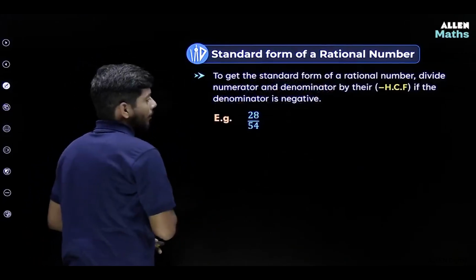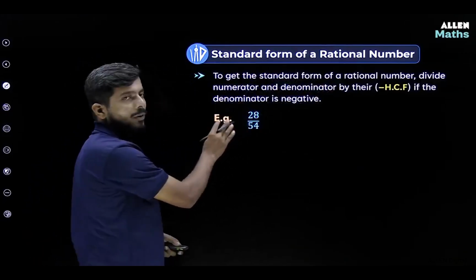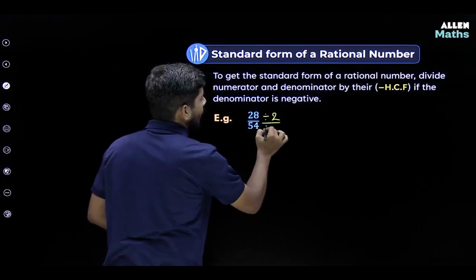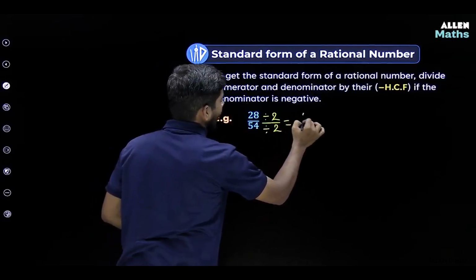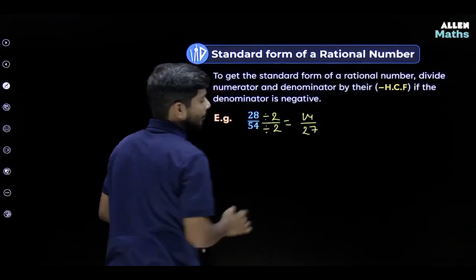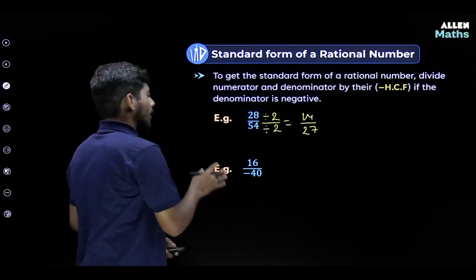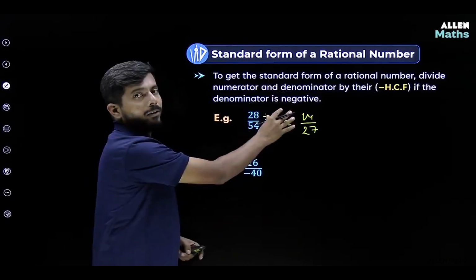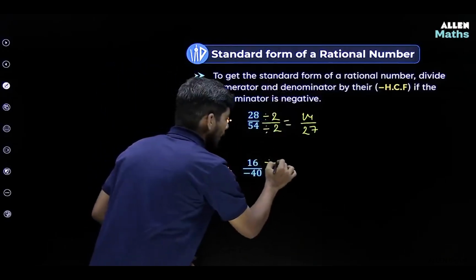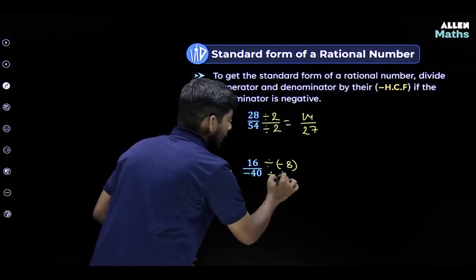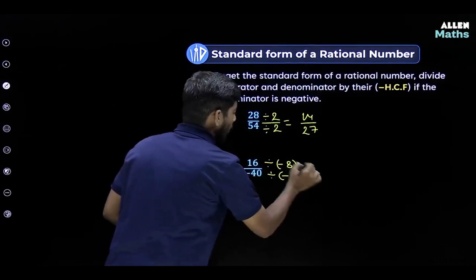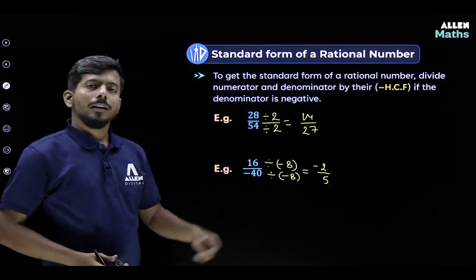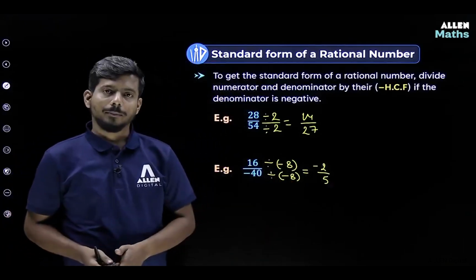So here we have an example. Both are positive, so we do not have to worry about that. We can simplify by dividing by the HCF and HCF. We'll get 14 over 27. In the second example, we have a negative denominator. It means we will be dividing by their negative HCF. So divide by negative 8, divide by negative 8. Now what do we have? We have negative 2 over 5. So that's the standard form of a rational number.